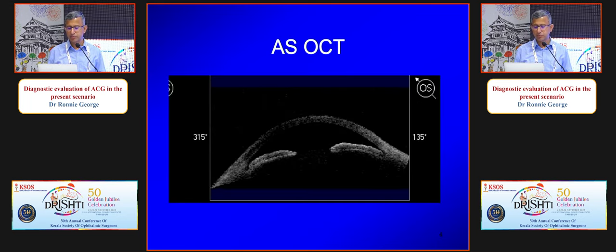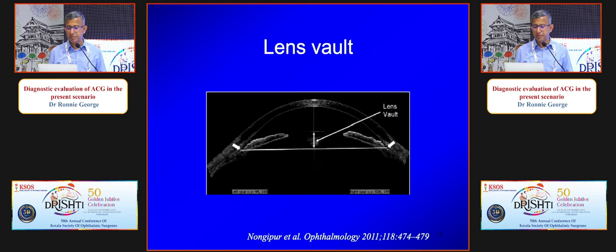So the anterior segment OCT is now with us for about 20 years. And we still wonder how we're going to use it in angle closure. The primary reason for this is because it hugely overcalls angle closure. A huge bunch of normal patients also come up with having angle closure on an ASOCT. What we use it for now is this lens vault. If you see a large lens vault like this, that can help you to decide which eyes will benefit from a lens extraction in addition to any other thing that you want to do for angle closure.